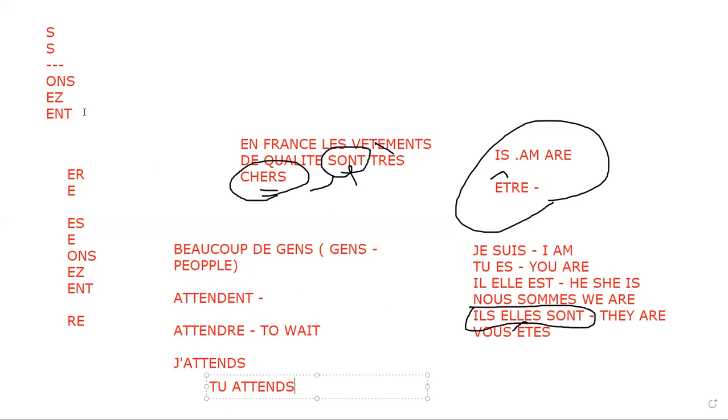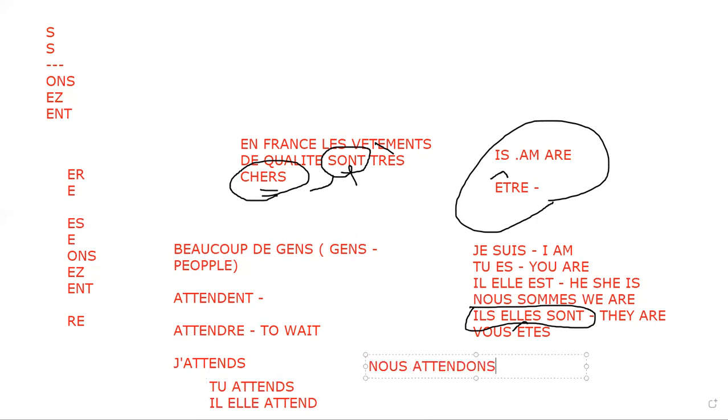But with il or elle, we have a blank. So we have to remove RE, but we will not take any ending. Il, elle, attend. Simple. RE finish, and no ending. Clear?